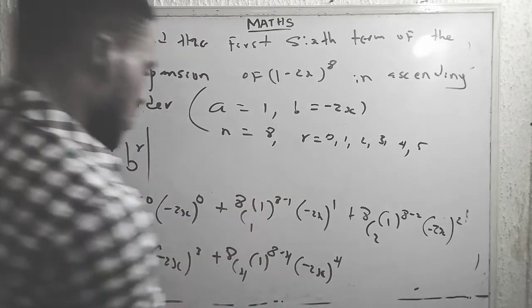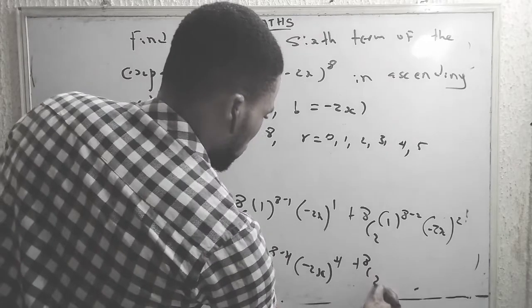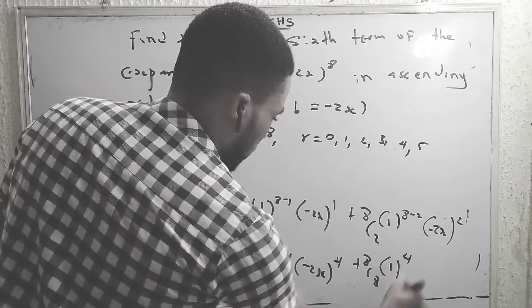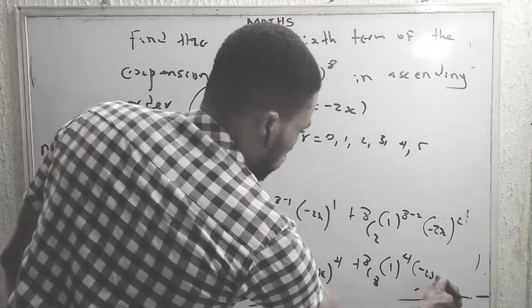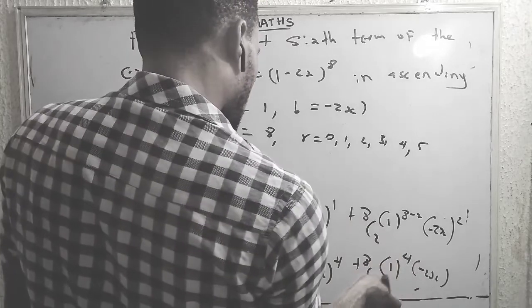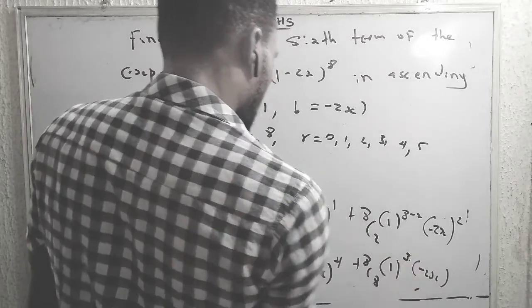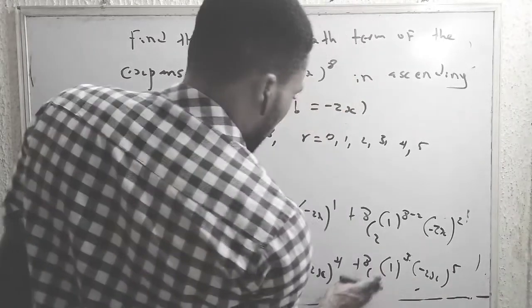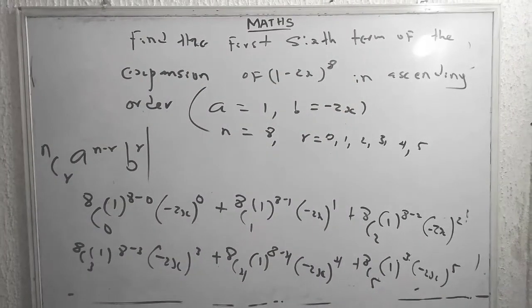Then the last one there, which is 8 combination 5. I have 1 raised to power 8 minus 4, which is 4. Then I have minus 2x raised to power, okay, that should be 5. It should be 3 here. Then I will have this raised to power 5 as what I'm supposed to have.